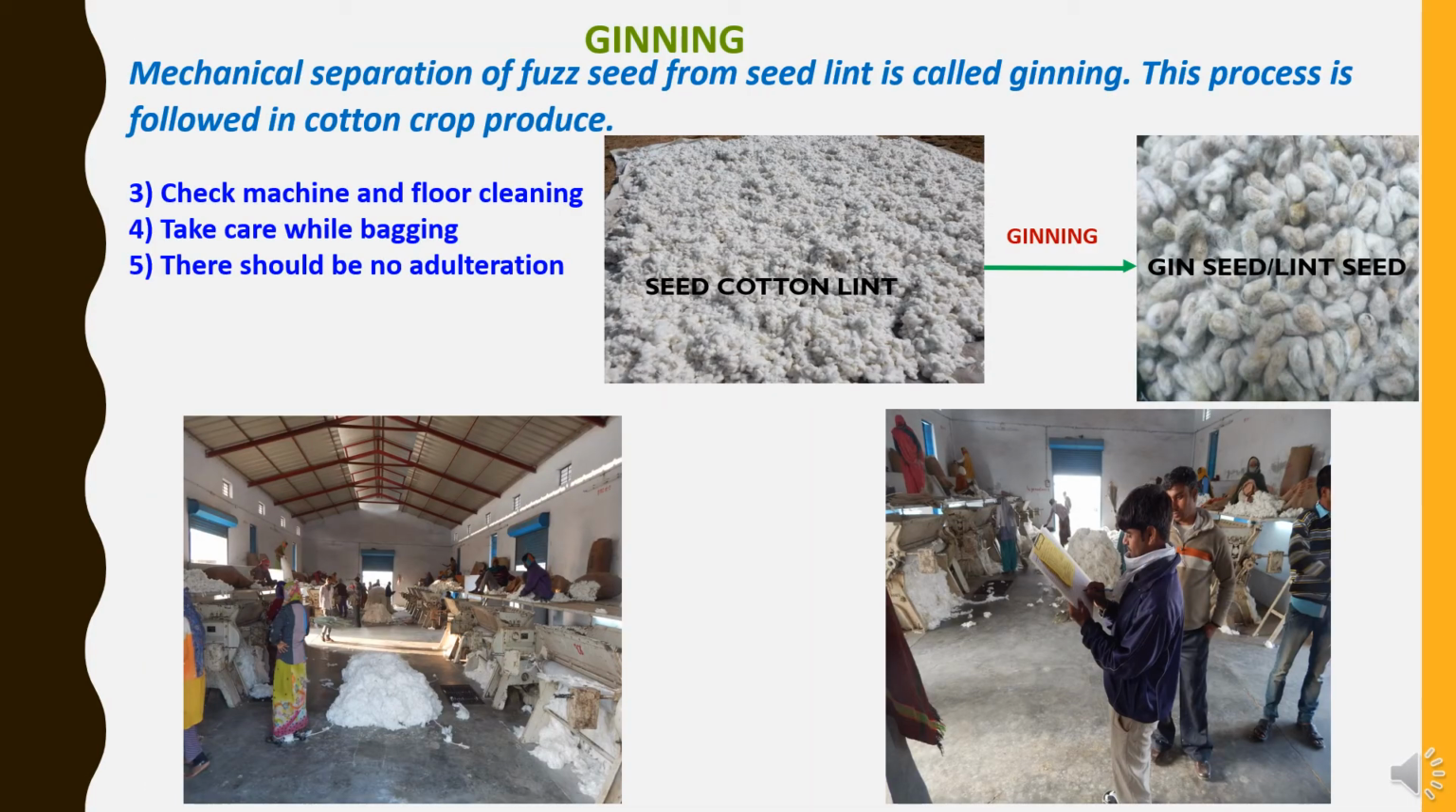Ginning is one of the processes related to the cotton crop. Mechanical separation of fuzzy seed, gin seed or lint seed from seed lint is called ginning. This process is followed in cotton crop produce. While ginning, we have to check machine and floor cleaning. We have to take care while bagging, and there should be no adulteration in the gin house, because this is the produce we get after long hard work and following the different processes of seed production.